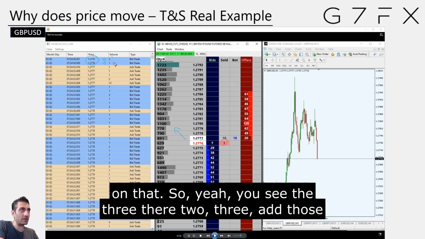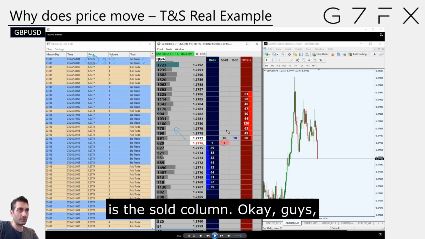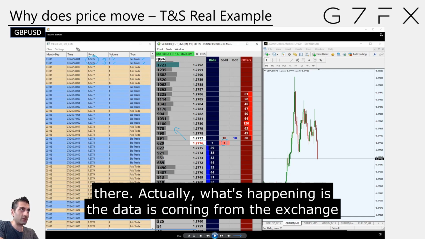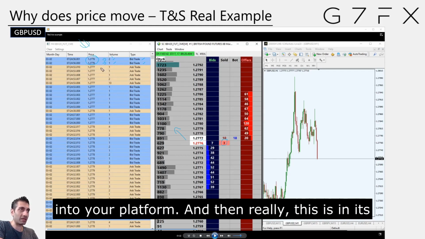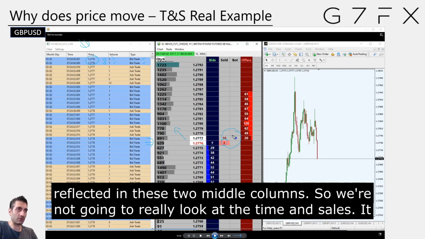So yeah, you see the 3 there, 2, 3, add those up, and bid trade, so it's on the bid side, which is the sold column. Okay guys, so that's your time and sales. There are 3 examples I've shown you of how that is reflected in there. Actually what's happening is the data is coming from the exchange into your platform, and really this is it in its rawest format, and that's why I wanted to show the time and sales first, and that is reflected in these 2 middle columns.